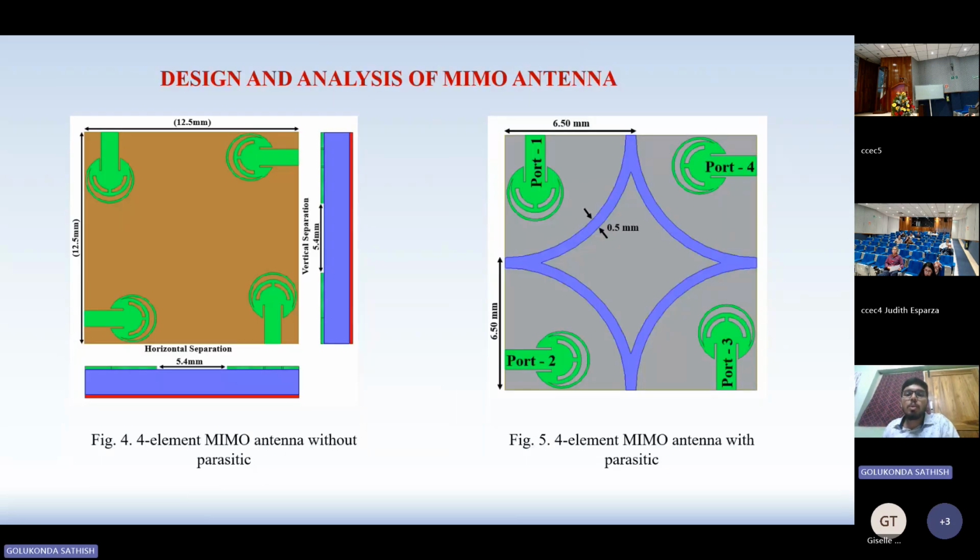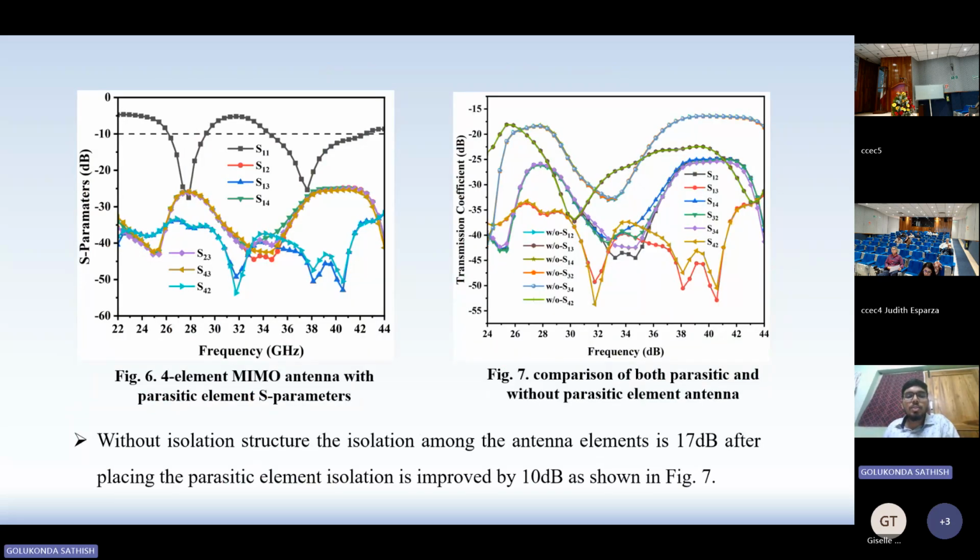Design and analysis of a 4-port MIMO antenna. It is a 12.5 by 12.5 millimeter square antenna, where 4 elements are placed orthogonally to each other, and in figure 5 we can observe that a star shaped parasitic element is added. Without the isolation structure, the isolation among the antenna elements is 17 dB. After placing the parasitic element, isolation is improved by 10 dB as shown in figure 7.